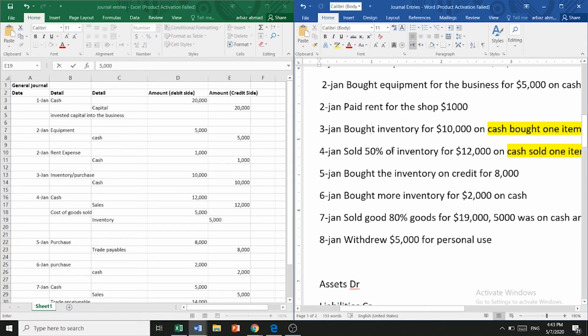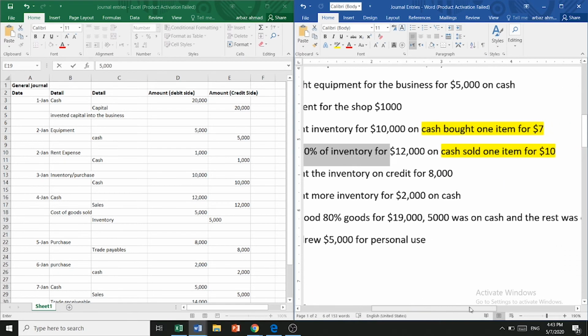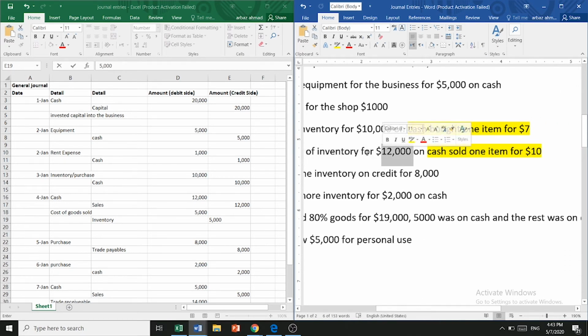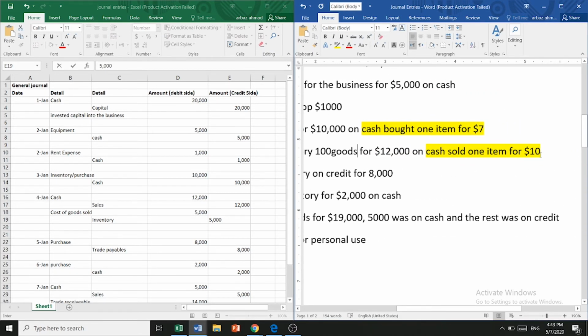We have to calculate. So this is one way to mention things, how we can mention in the statement or transaction, or we need to know how much goods we sold. So let's say we sold 100 goods, and each item was $10. Okay, if it's, then it should be 120. Okay, easier, right? 1020.